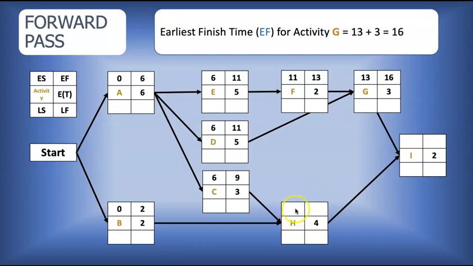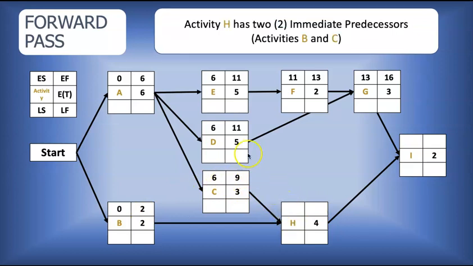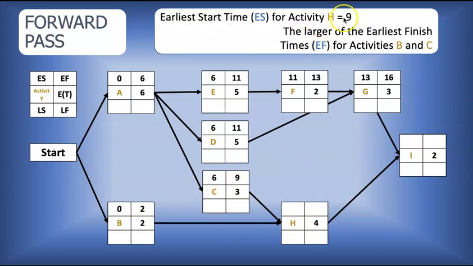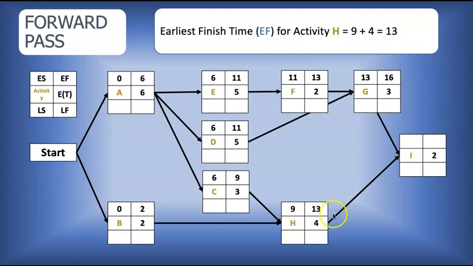All right, let's go to H. Two arrows to H, from B and C. Week 2, week 9. H cannot start until the later activity is completed, because both of them must be finished before you can start H. So the earliest start time for H is week 9. Earliest finish time for H, 9 plus 4, 13.